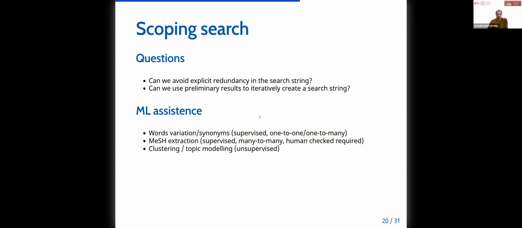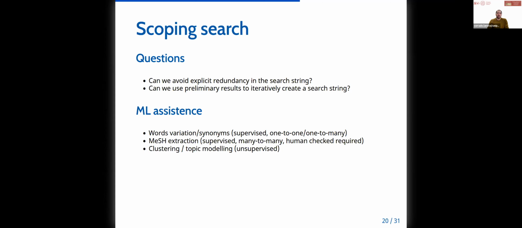Obviously, and as we say later, every machine-assisted process is validated by humans or is driven by humans, because, as we said, we are talking about machine learning that assists researchers, not substitutes researchers.